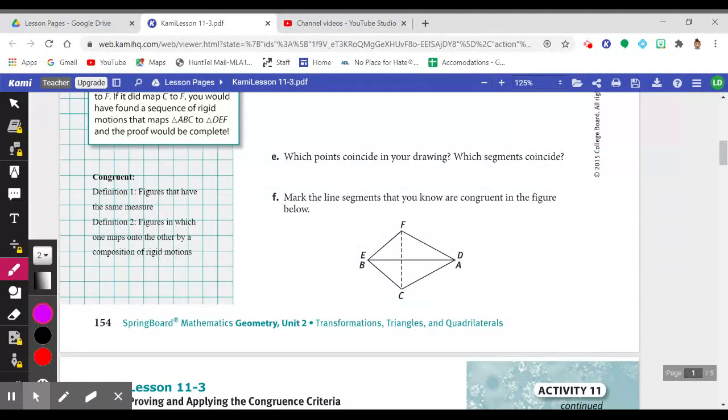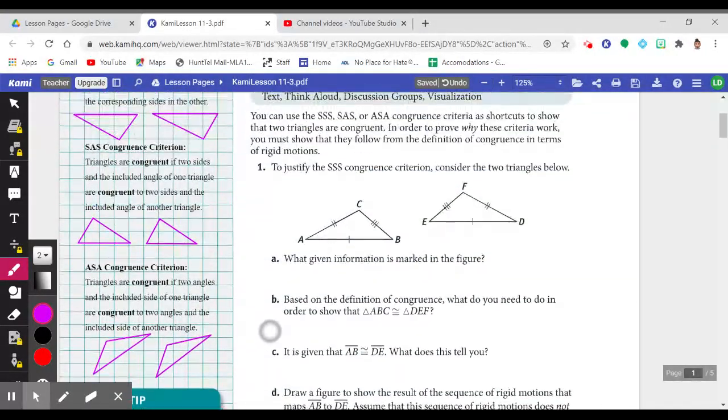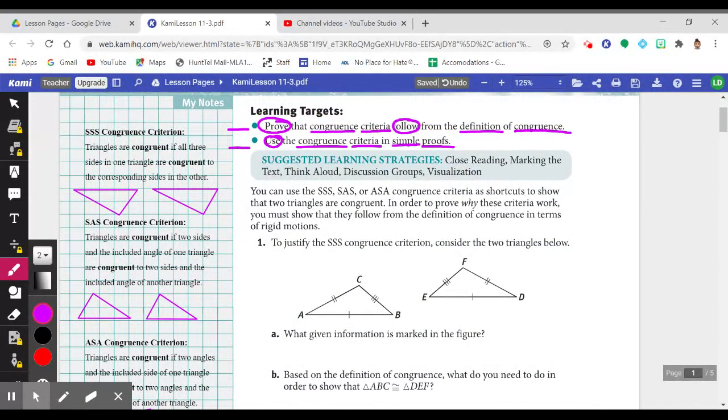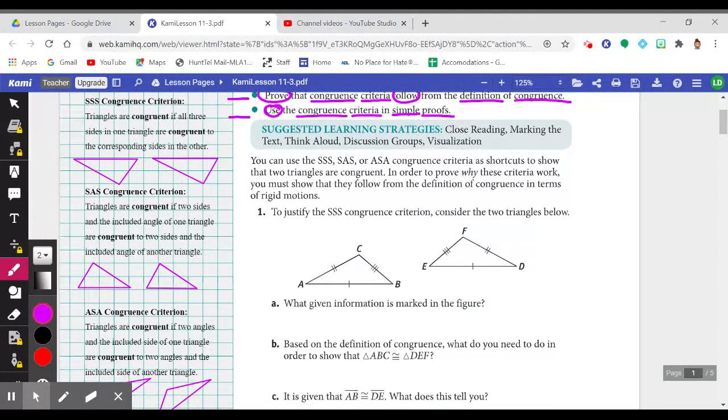And then when we started studying in activity 9 and 10 with our transformations, we uncovered another definition. So the second definition of congruency is figures in which one maps onto the other by composition of rigid motions. And so go back to the learning target. We're going to prove that the congruence criteria that we learned in lesson 11.2 and found over here, we're going to prove that that criteria follows the definition, the second definition of congruence, that a series of rigid motions maps one onto the other. So these are the shortcuts that we learned in 11-2.